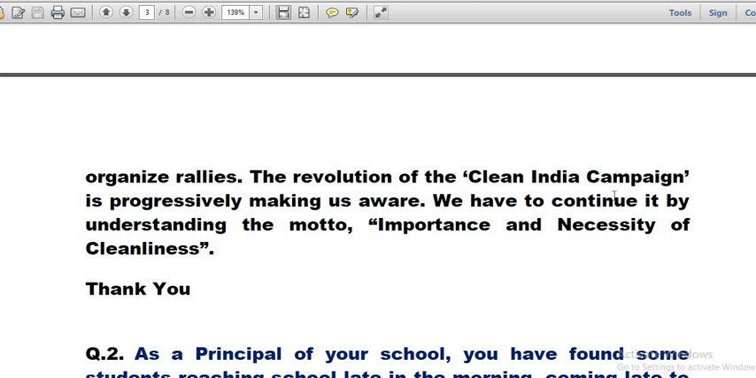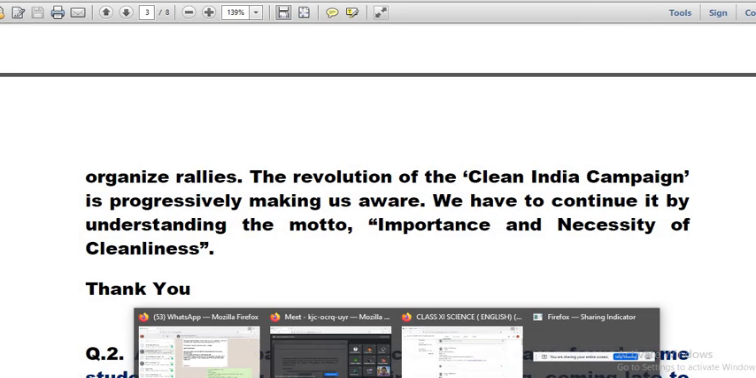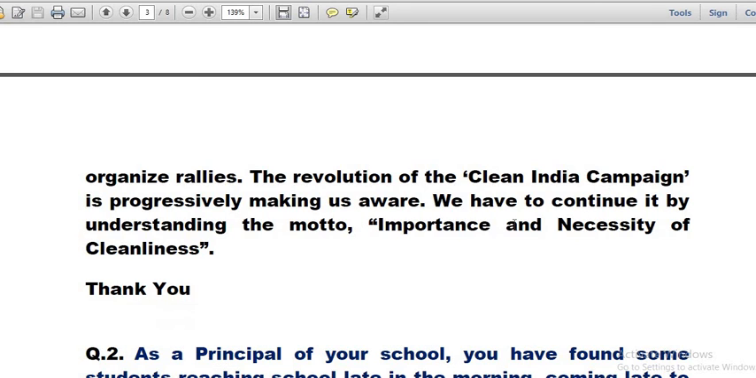And obviously you all have heard about the term Clean India campaign. I guess you all have heard about it, isn't it? Have you all heard about the Clean India campaign? Yes, dear students, have you heard about it? Yes, sir. It is progressively making us aware. Yes, a neat and clean India.